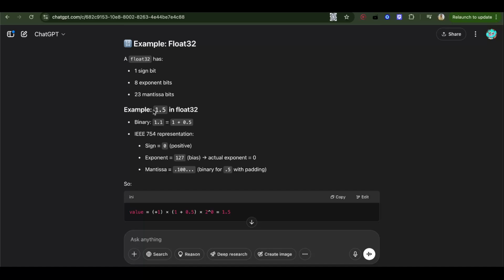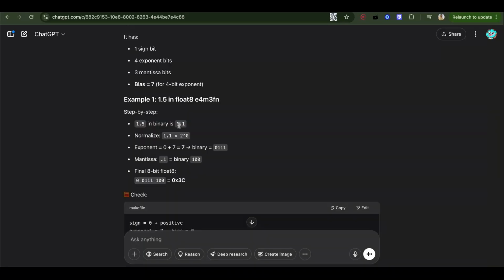If we have a decimal number 1.5, how do we represent it in FP8? First we will convert this decimal number to a binary number, and you can search on YouTube how to do this. So 1.5 decimal is equal to 1.1 in binary. After we have 1.1, we need to normalize this number. So what does that mean?